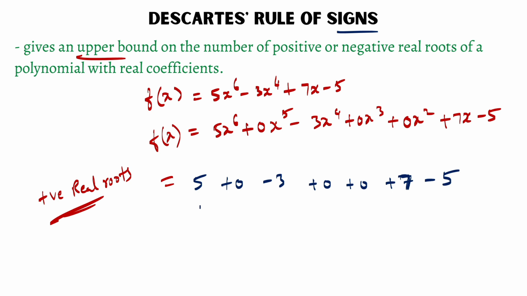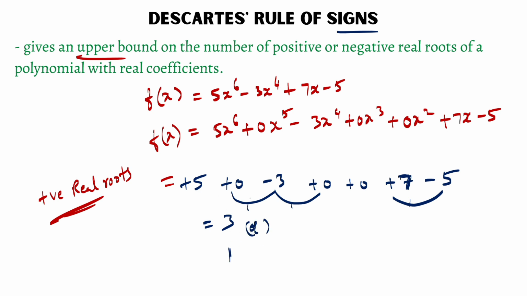How can we apply this rule? We just have to observe the signs. How many times are they changing? Plus 5, no change; plus 0 and minus 3, this is one change. From minus to plus, this is one change. Plus to plus, no change; plus to plus, no change; plus to minus, this is one change. So 1, 2 and 3. So positive real roots are 3 or 3 minus 2, which is 1.